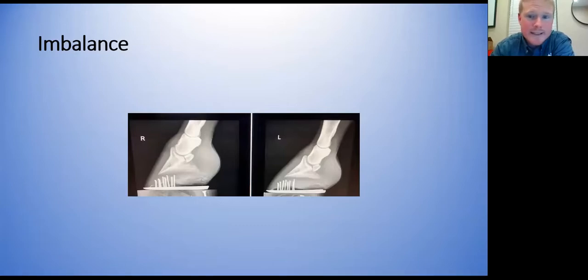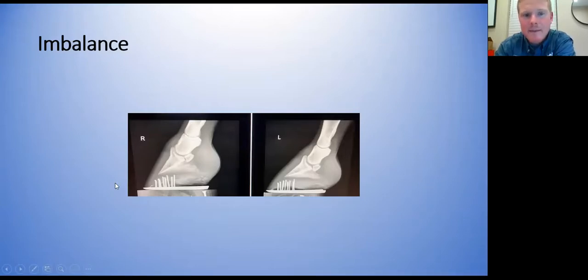When you look at this slide, you can see a major difference. This is the same horse, right front and left front, labeled R and L. This is a lateral shot, a lateral to medial view. You have the coffin bone here, the navicular bone in the back part of the foot, the short pastern bone, and then the long pastern bone.